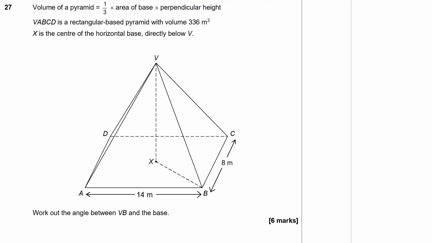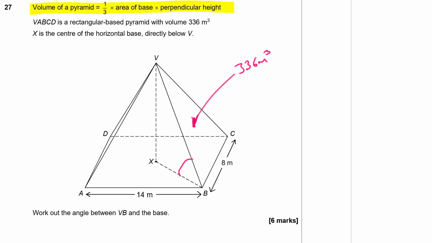Right, let's get into it. In question 27, the examiner has rather kindly reminded us of the volume of a pyramid formula. We are told that the volume of this particular pyramid is 336 cubic meters, and we're being asked to find the angle between VB and the base.